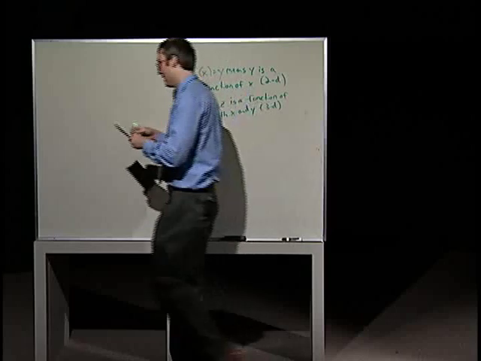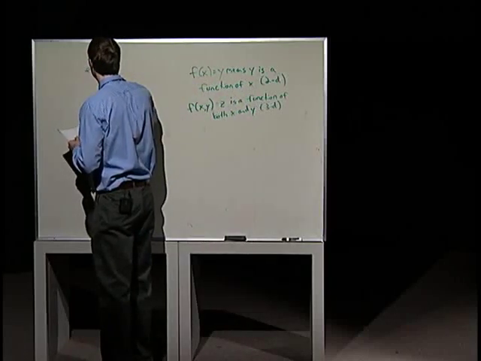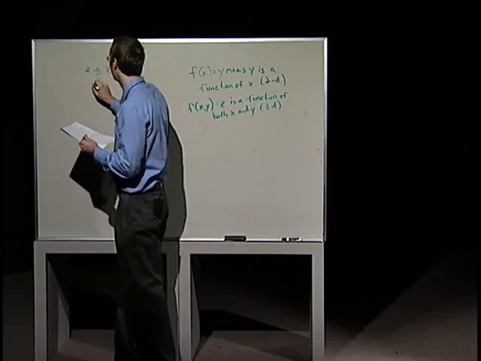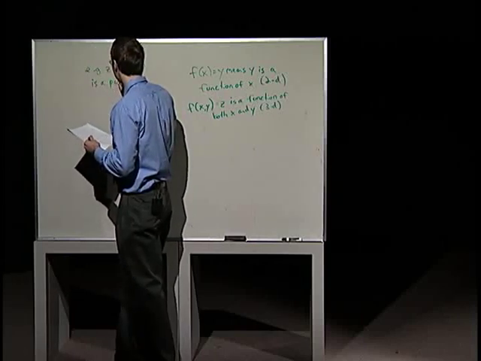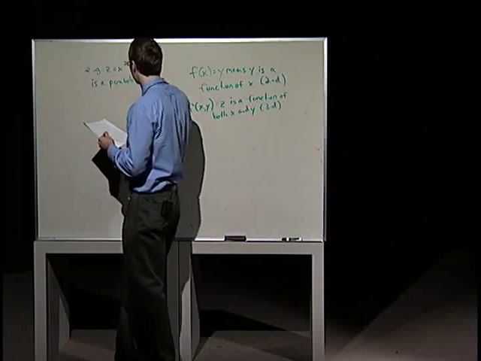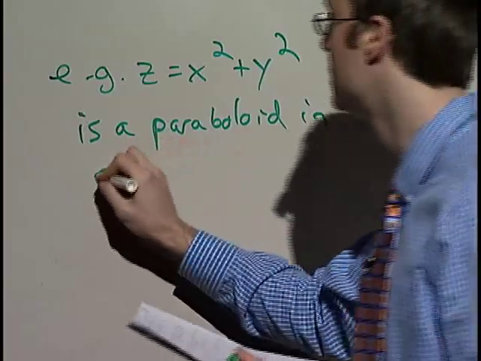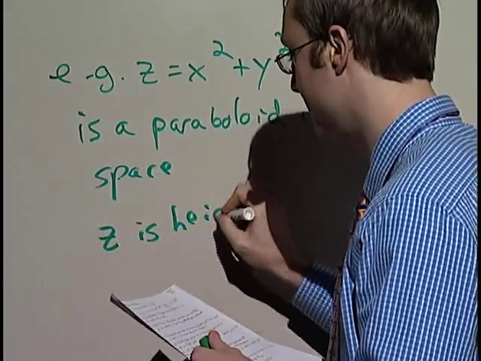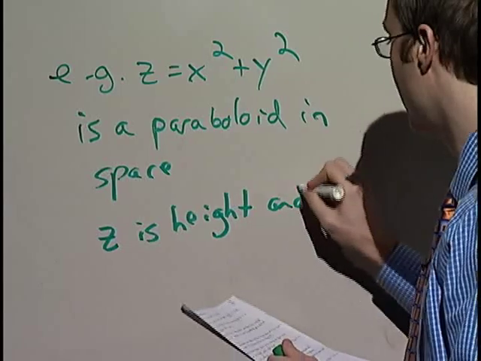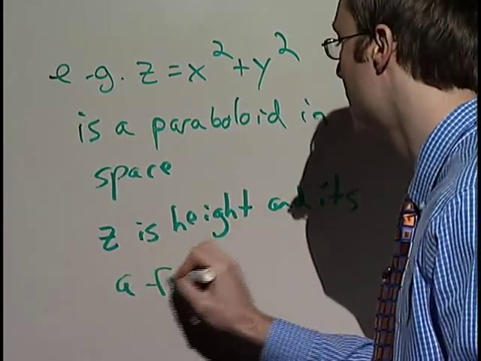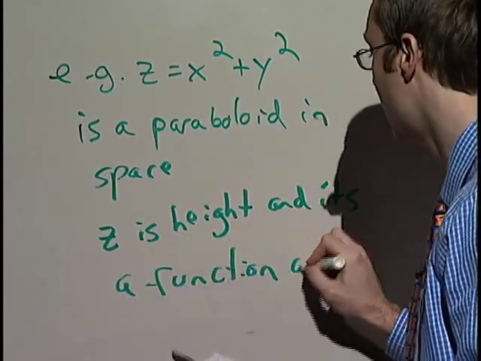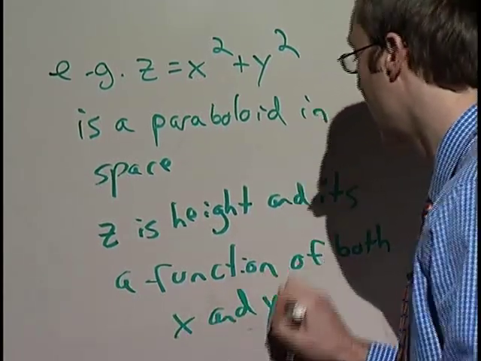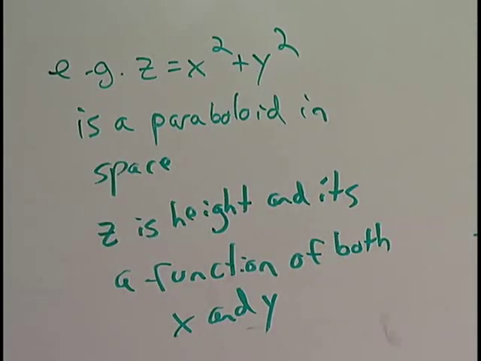Okay, so in a more mathy example, say we had z equals x squared plus y squared. Well, we know that's the equation of a paraboloid in space. And in this case, z is the height, and it's a function of both x and y. All right?